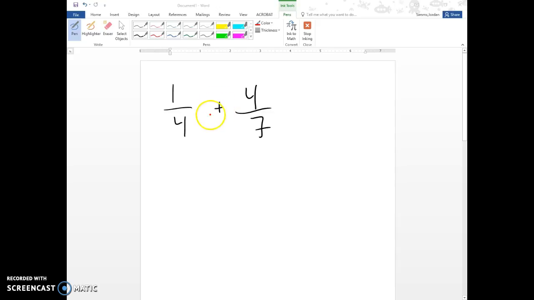Whenever we add two fractions with uncommon denominators, which are the bottom numbers of course, we have to first make sure they're the same. So 4 and 7, quite rightly you said the lowest common denominator here is 28. So I'm going to build two equivalent fractions with a denominator of 28.